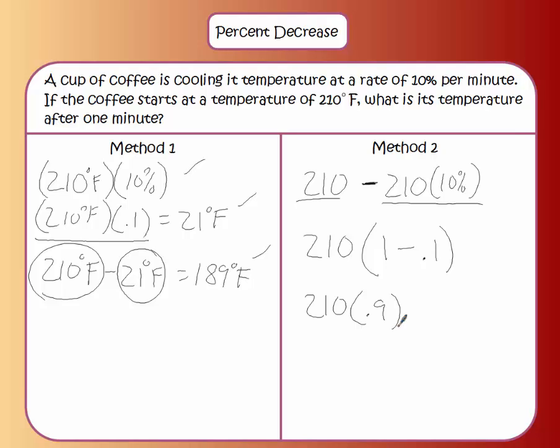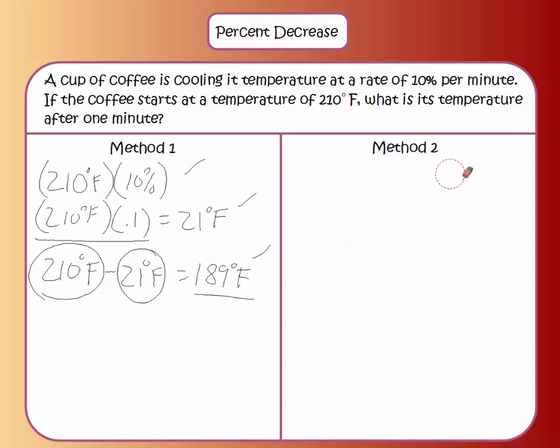Now, let me see, I have to grab my calculator. And of course, it ends up being 189. And we knew it was going to be 189 because it's the same exact thing. So let's do this one again from scratch and see how we can just jump right to getting this answer in one equation.